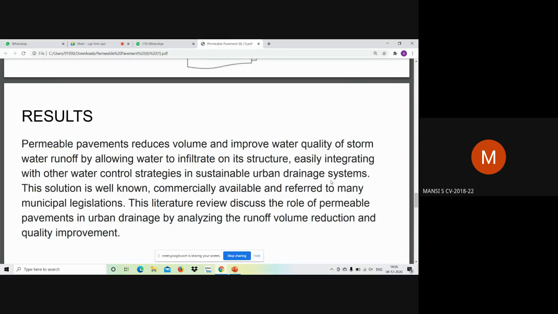This solution is well known, commercially available, and referred to in many municipal legislations. This is a literature review which we discussed, about permeable pavements in urban drainage, analyzing the runoff volume reduction and the quality improvement.